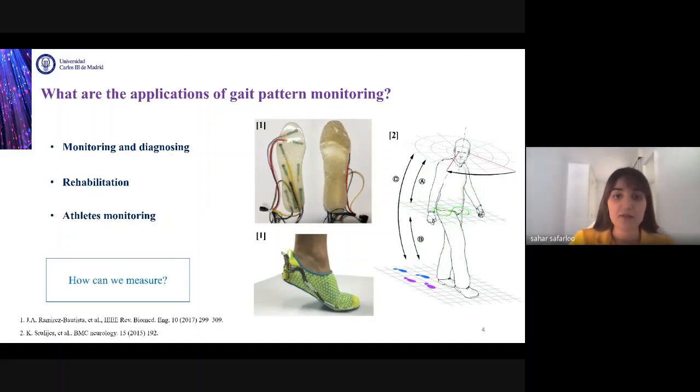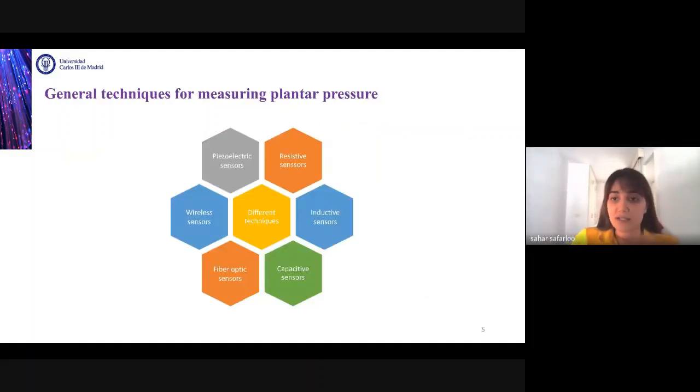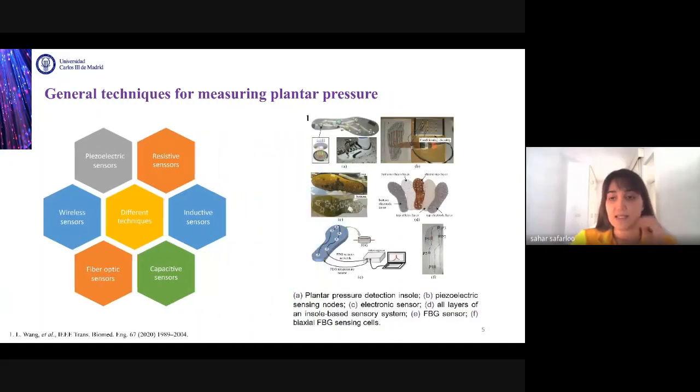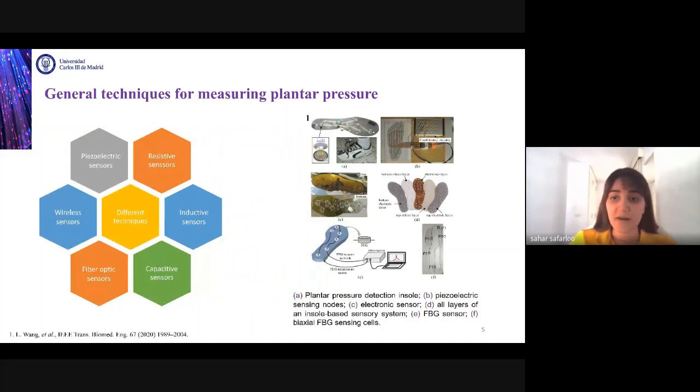How can we measure this plantar pressure? There is a wide range of techniques for plantar pressure sensing, such as piezoelectric, resistive, inductive, capacitive, fiber optic, and wireless sensors. In this picture, you can see some examples of electronic and fiber optic sensors. Although the electronic pressure sensors can be very sensitive, their behavior is usually influenced by electric and magnetic fields.